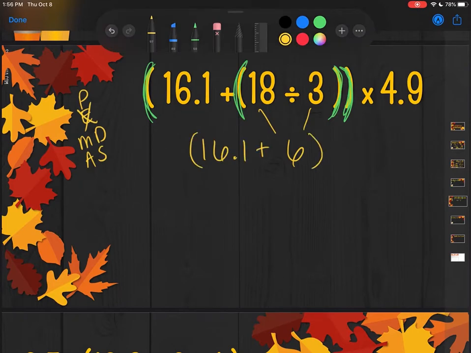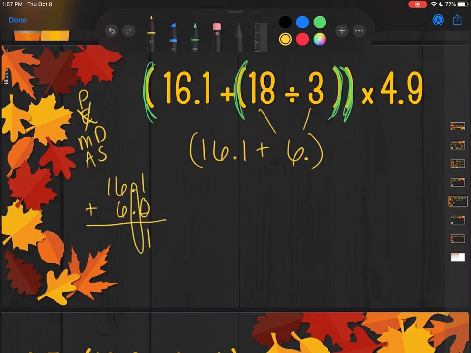So now I've got 16.1 plus 6. That was my other parentheses, right? So I've got to do that next. So remember, when decimals are out of sight, the decimals go to the right. So my decimal is going to go to the right of that 6. And now I've got decimals to line up for my addition. So I'm going to do 16.1 plus 6 point, and then I've got a blank space, so I'm going to put a 0. And now I'm ready to add.